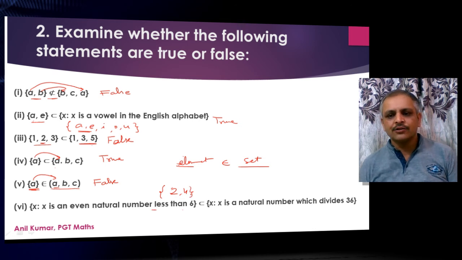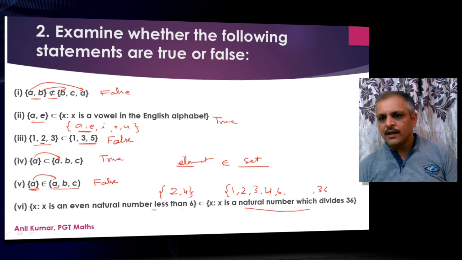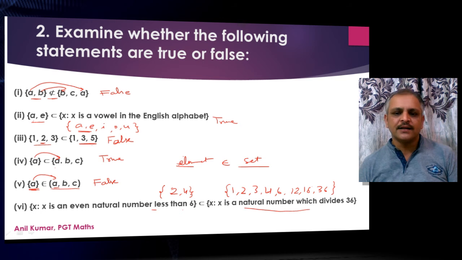And this side, x is a natural number which divides 36. So which are the natural numbers which divide 36? 1, 2, 3, 4, then 6, then 36, then 18, 12. These are the natural numbers which divide 36. So is it a subset? 2 and 4? Yes, they are available here. So it's a subset.